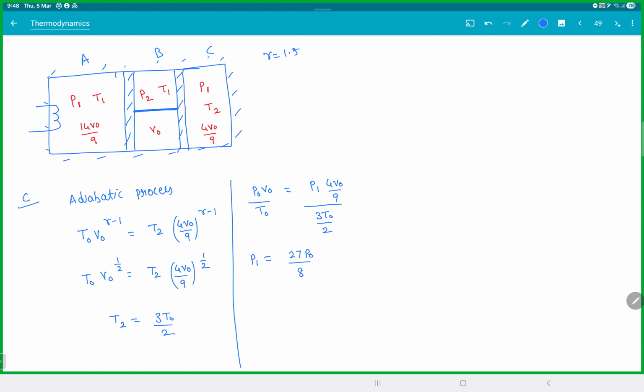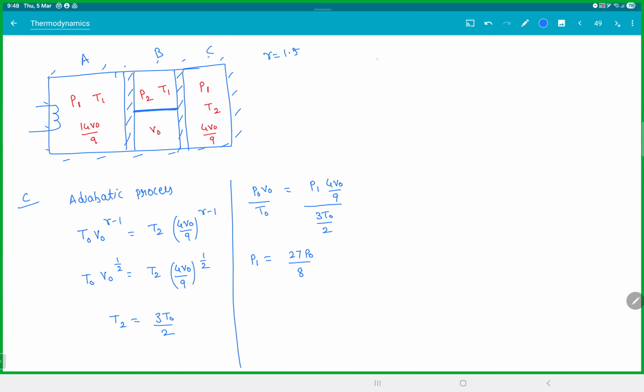Let's continue solving this. Heater is 19 PV by 4. Okay. Cams on, everyone. What else we need to find?